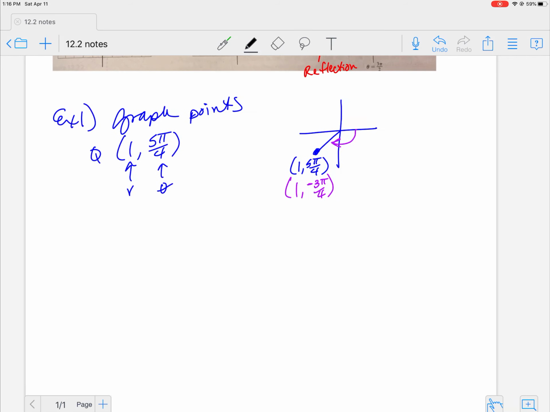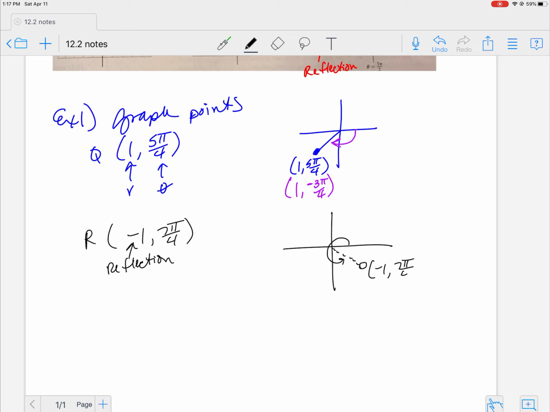What if I have R? R is -1, 7 pi over 4. Now, what does that negative represent again? Yeah, that's going to be a reflection. So if I have this at -1, 7 pi over 4, where is 7 pi over 4? Yeah, down here in this fourth quadrant. This whole thing is going to send me all the way around here to -1, 7 pi over 4.